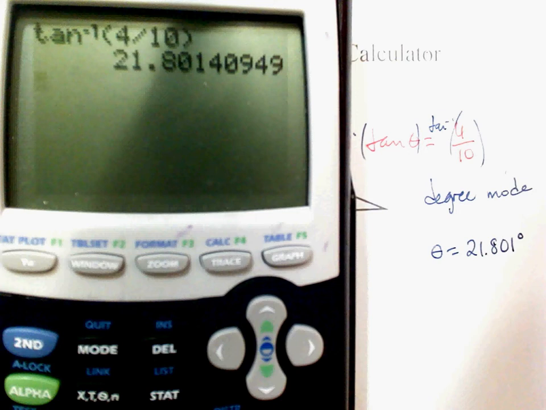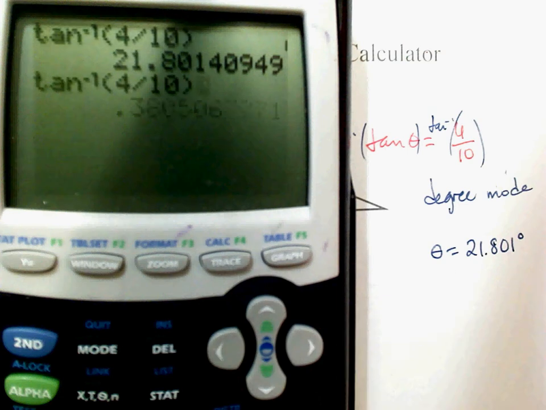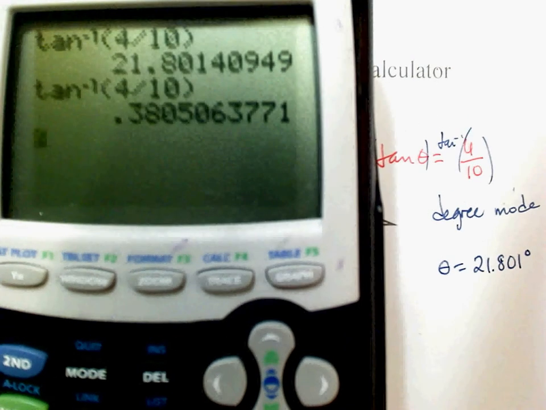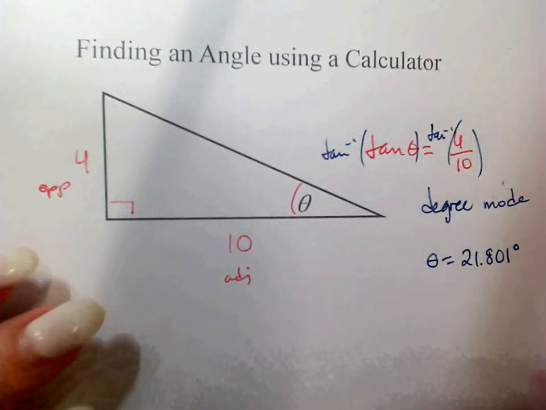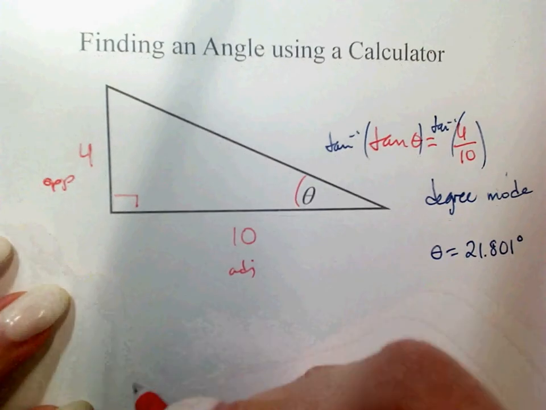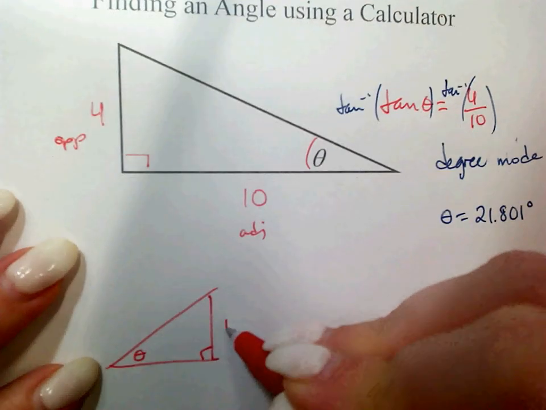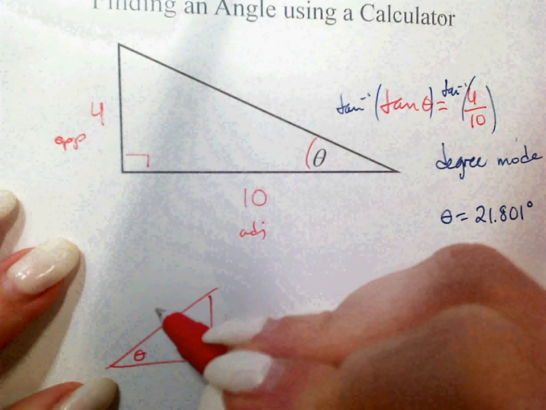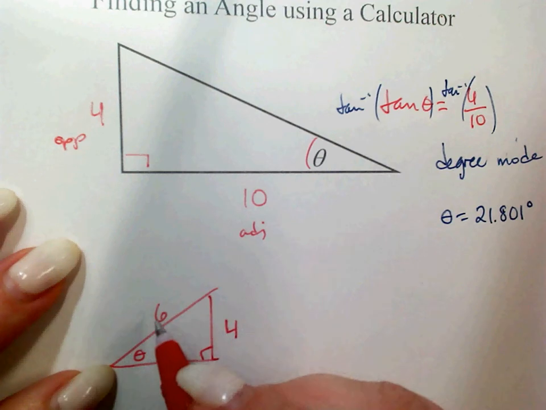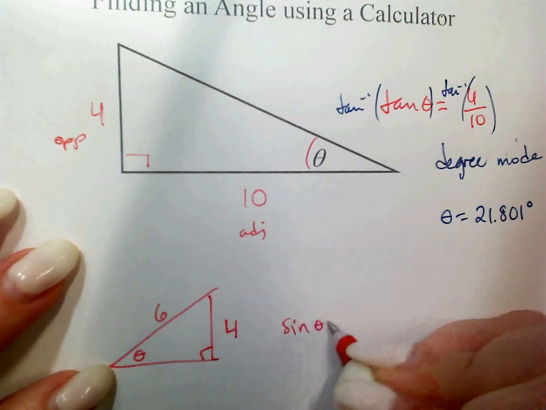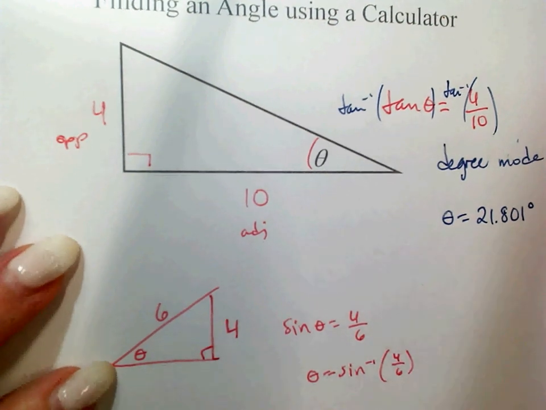If you were in radian mode, then this would be your answer in radians, 0.381 radians. Now, that's tangent because I gave you opposite and adjacent. If I had given you, let's say opposite is 4 and let's pretend this is 6, and I said find theta, well, this is opposite and this is hypotenuse. So then I would say sine of theta equals 4/6, and then theta equals sine inverse of 4/6. So you take the sine inverse of both sides, type it in, and there you go.